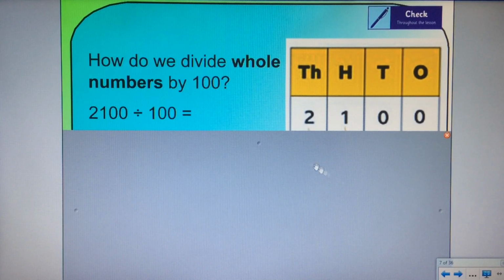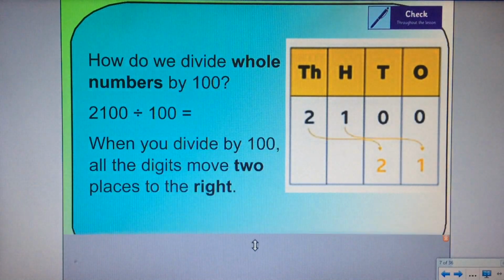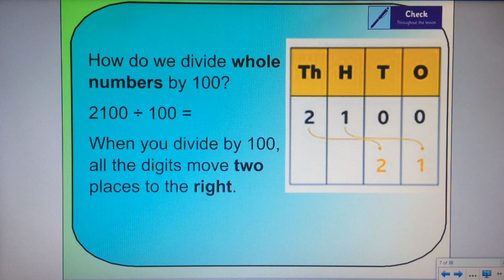Okay, welcome back. So we've got 2,100 divided by 100. So when we divide by 100, all of our digits move 2 places to the right. So our answer here would be 21. Okay, so divide by 100, the digits move 2 places to the right. Again, we don't need to write our zeros after the decimal point because they're not really showing any value.